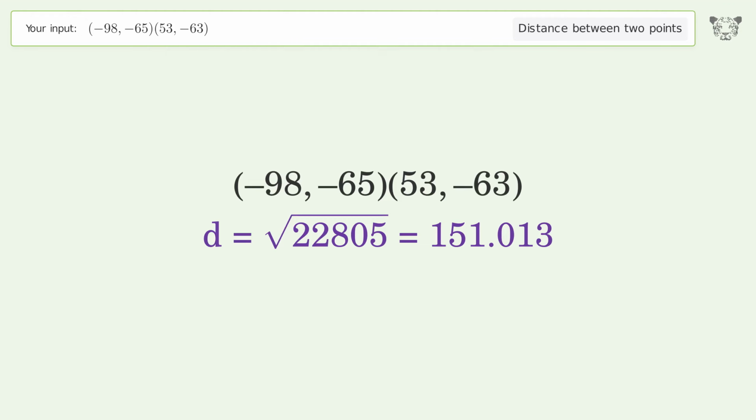The coordinates of point 1 are x1 equals -98 and y1 equals -65. The coordinates of point 2 are x2 equals 53 and y2 equals -63. D is the distance between the 2 points.